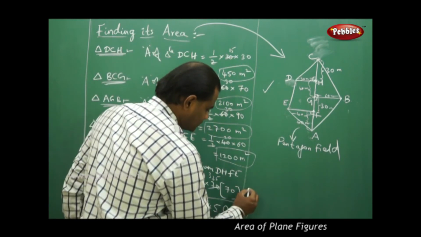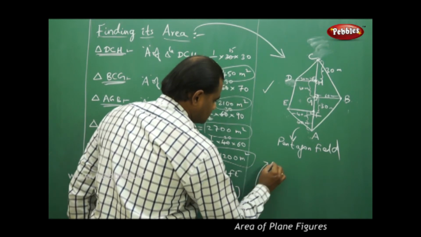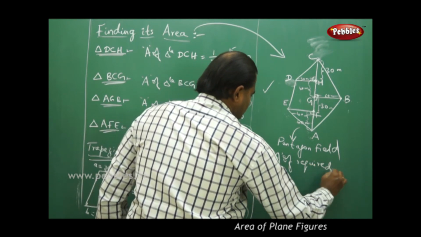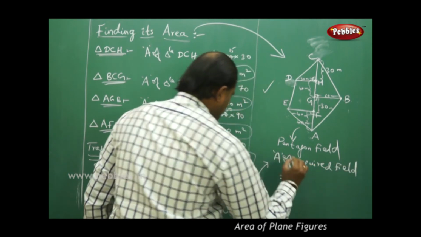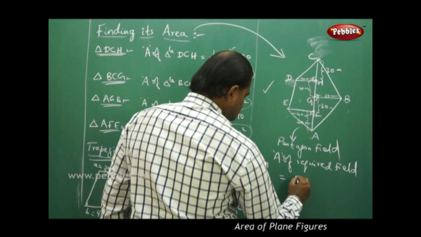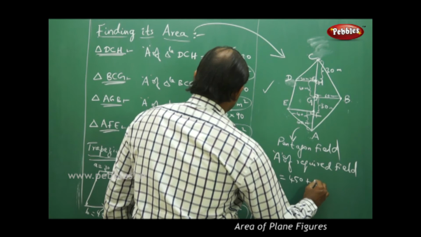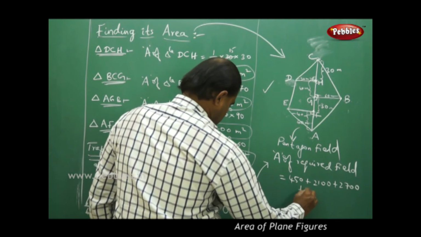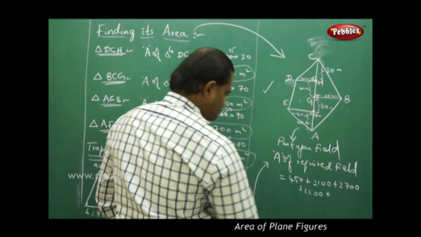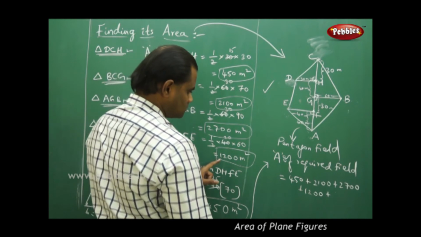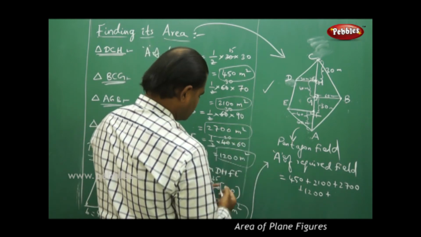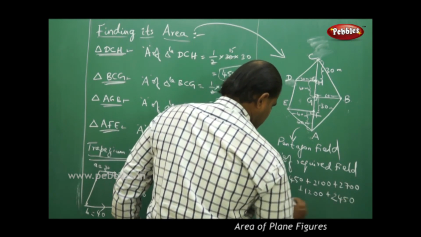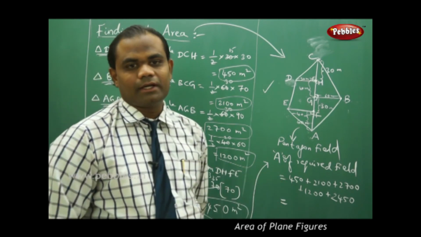Therefore, continuing here, I just get the area of the required field, which would be nothing but adding each of them: 450 plus 2100 plus 2700 plus 1200 plus 2450. Now this addition gives me the area of the entire field.